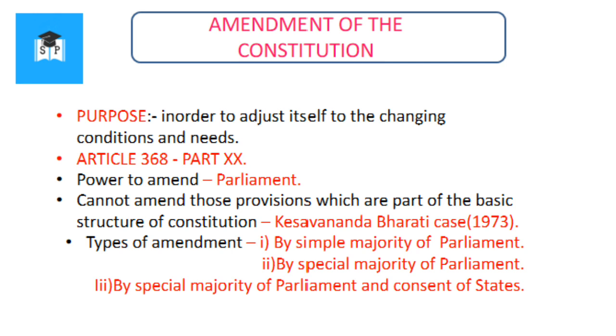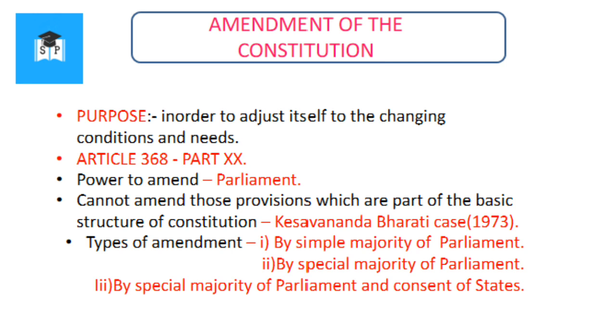The power to amend the Constitution rests with the Parliament, but the Parliament cannot amend those provisions which are part of the basic structure of the Constitution. This basic structure doctrine was put forward by the Keshavananda Bharati case of 1973.